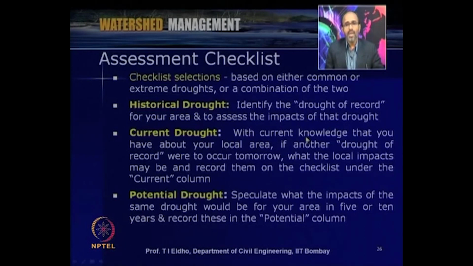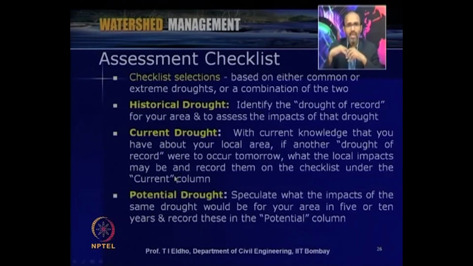Then a current drought, like with the current knowledge that you have about your local area, if another drought of record were to occur tomorrow, what the local impacts may be, and then record them on the checklist under the current column. Then potential droughts: speculate what the impacts of the same drought would be for the area in 5 or 10 years time, and then record this in the potential column.